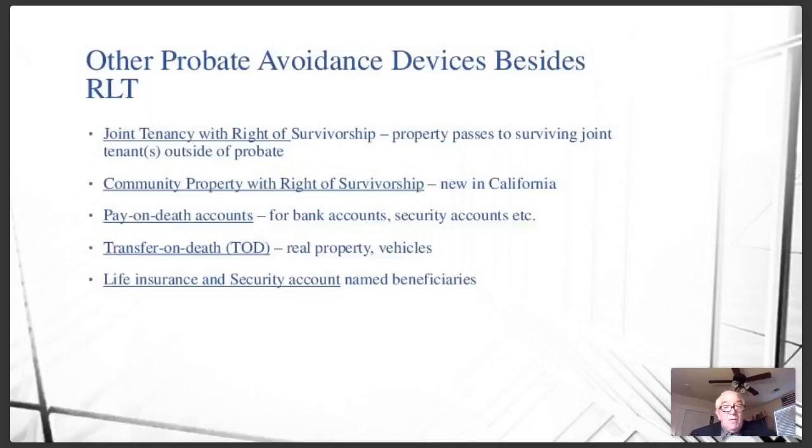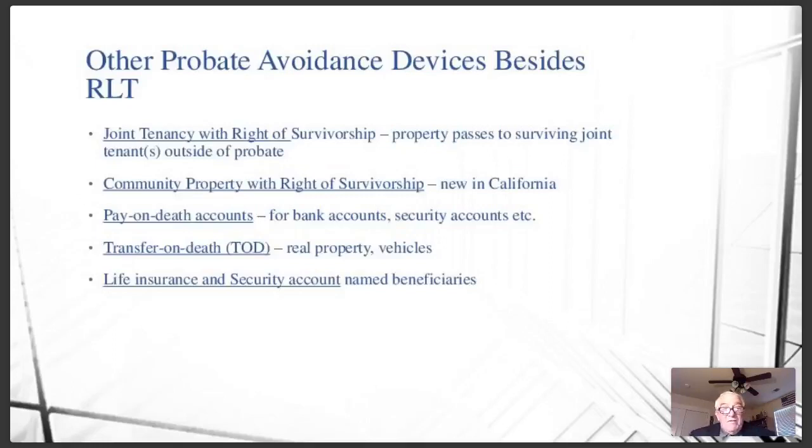The new form in California is community property with rights of survivorship. Community property has a few income tax advantages over joint tenancy for a spouse that receives property. And now you can pass that property with rights of survivorship if it's going to go 100% to the other spouse. You can establish pay on death accounts for bank accounts, security accounts, and the like simply by filling out a form and telling who the money goes to on your death.